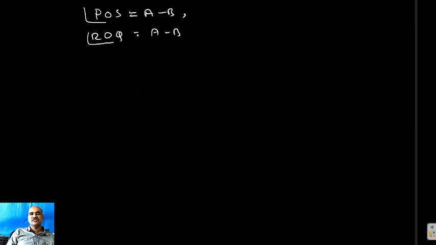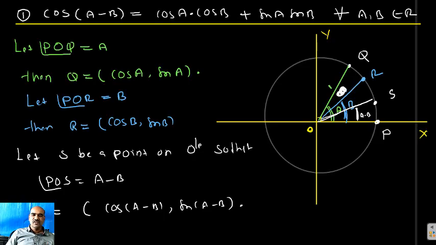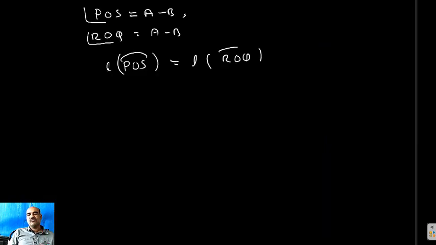So what is the meaning of that, students? Arc POS making angle A minus B at the center, arc ROQ also making same angle at center, the meaning of that is, length of arc POS should be equal to length of arc ROQ. Or in other words, students, listen, length of this chord equal to length of this chord. So SP equal to QR, I can write. SP means distance between S and P.